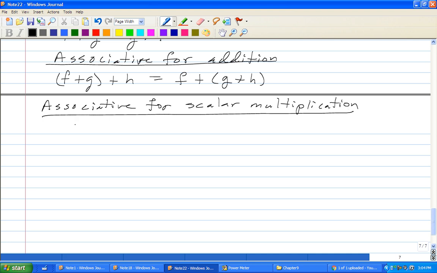Which says that if a and b are scalars and f is a function, then a multiplying the product of b and f is the same as the product of a and b times f.